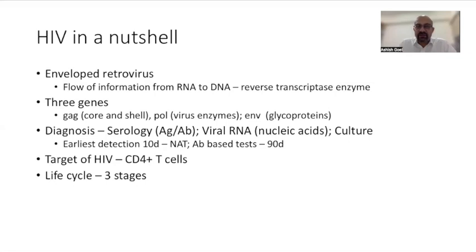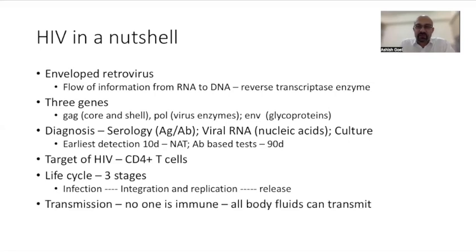The life cycle of an HIV virus is in three important stages. The first is an infection where the virus attaches to the host cell, the integration of the provirus into the host DNA, and the replication of the virus to create more copies of itself. And finally, the third stage is the release of the virus from the cell, which causes the lysis or the death of the host cell.